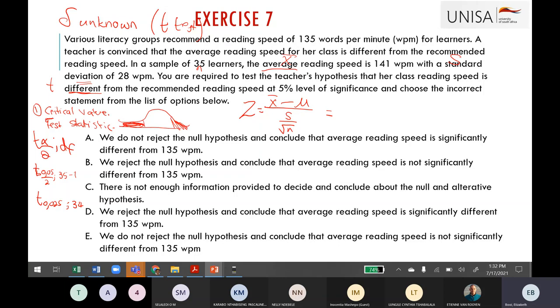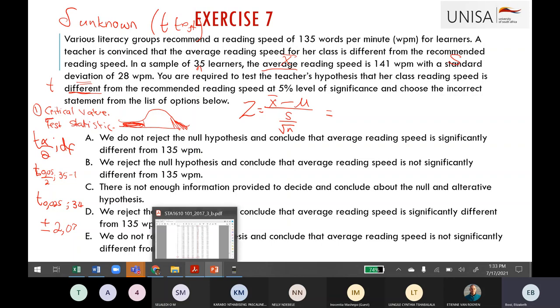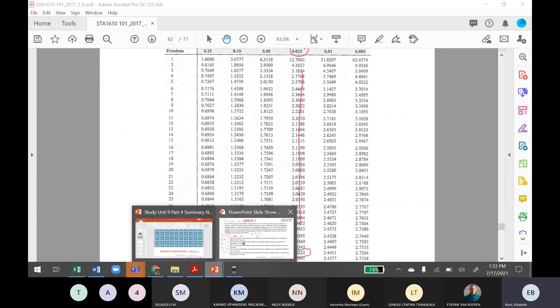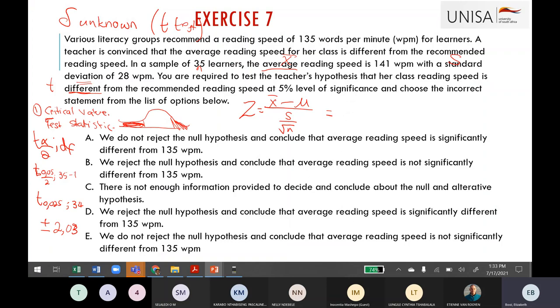Yes. Since this is a two-tailed test, it's plus or minus 2.0322. So our regions of rejection, I'm only going to keep two decimals, will be minus and positive 2.03. Those are our regions of rejection.